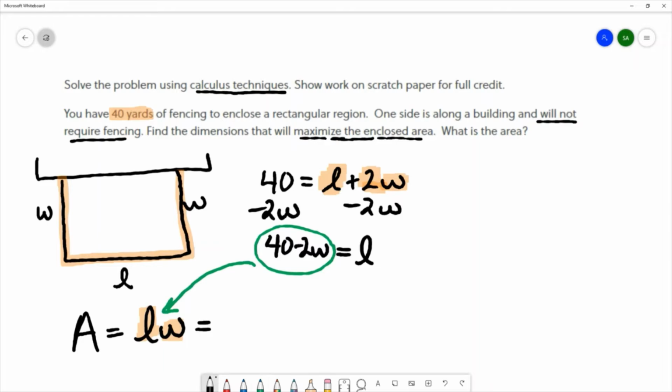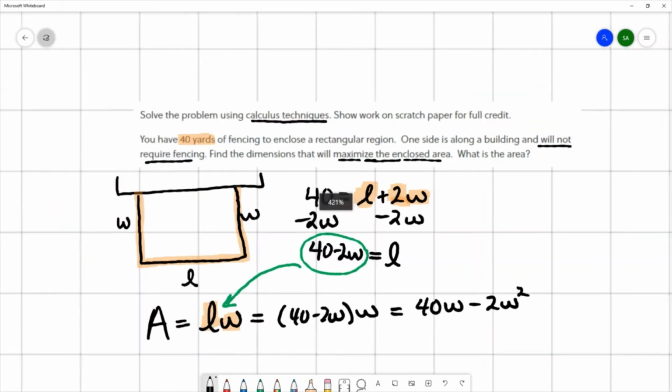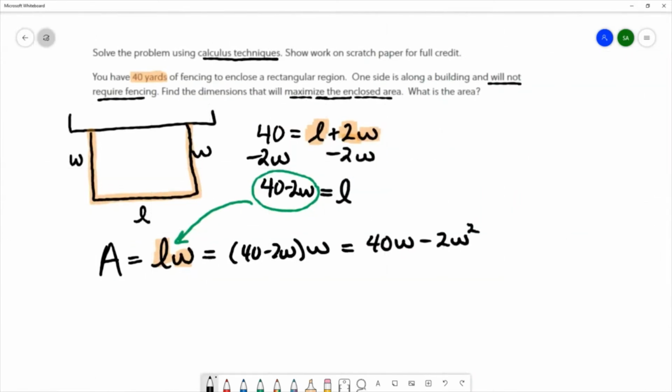This is going to give me an area of 40 minus 2w times w. And I'll use the distributive property since I'm going to be doing the calculus techniques on this. I want it in a simple format. So that's 40w minus 2w squared. And now that I have my area function in terms of just one variable, I'll start solving with those calculus techniques. So I'll calculate the derivative. And the derivative would be 40 minus 4w.